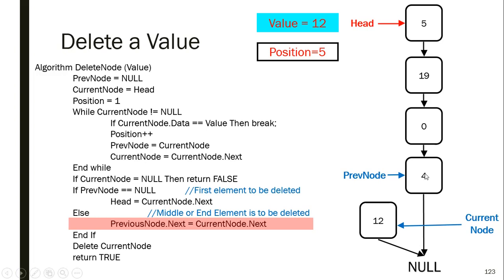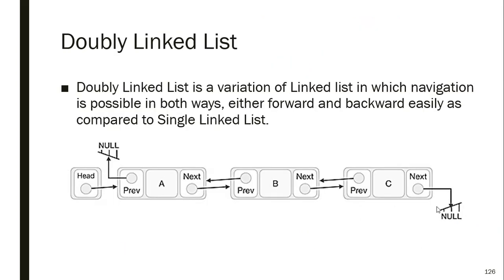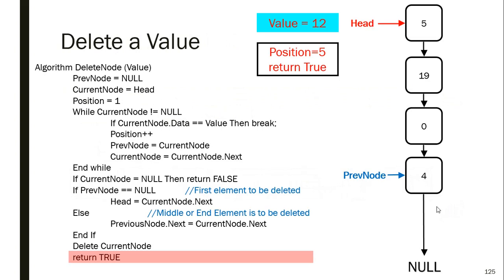So previous node dot next will be current node dot next. Current node dot next is null. So previous node will now point to current node dot next. So it will bypass the current node. If we have bypassed it, this 12 cannot be accessed now. So why not delete it and free the memory? Delete is successful, so we will return true. So here is how it works.